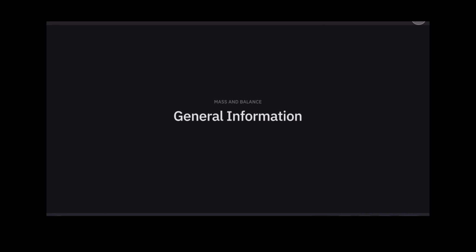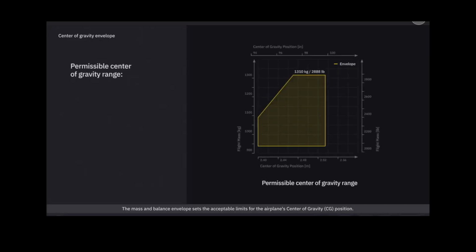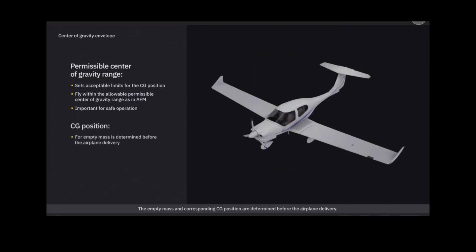General information. The mass and balance envelope sets the acceptable limits for the airplane's center of gravity position. The airplane must fly within the allowable permissible center of gravity range to ensure safe flight operation, as described in the Aircraft Flight Manual. The empty mass and corresponding center of gravity position are determined before the airplane delivery. It is then the responsibility of the pilot to adhere to permissible values of loading and center of gravity. The movement of center of gravity due to fuel consumption should be monitored during the flight.